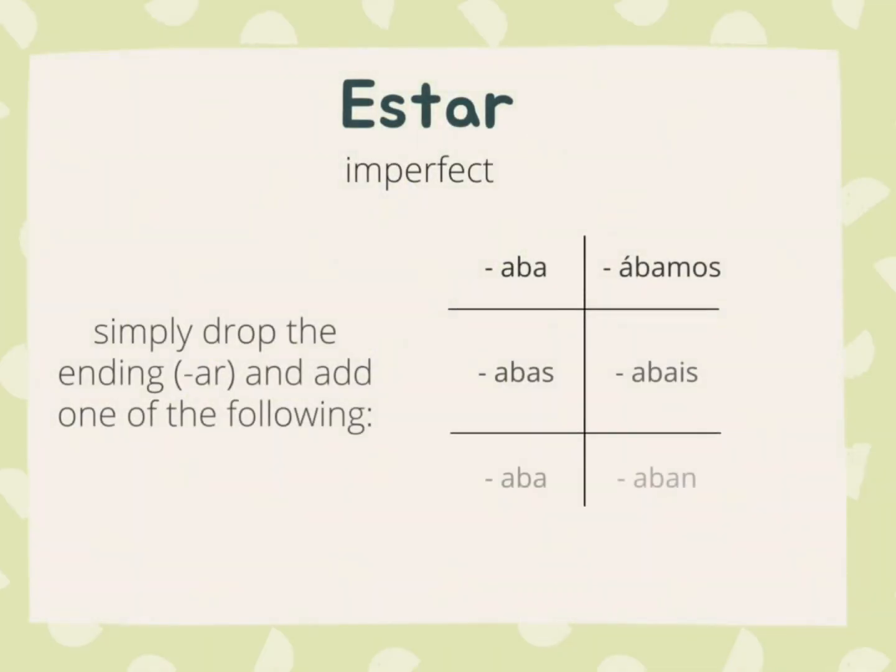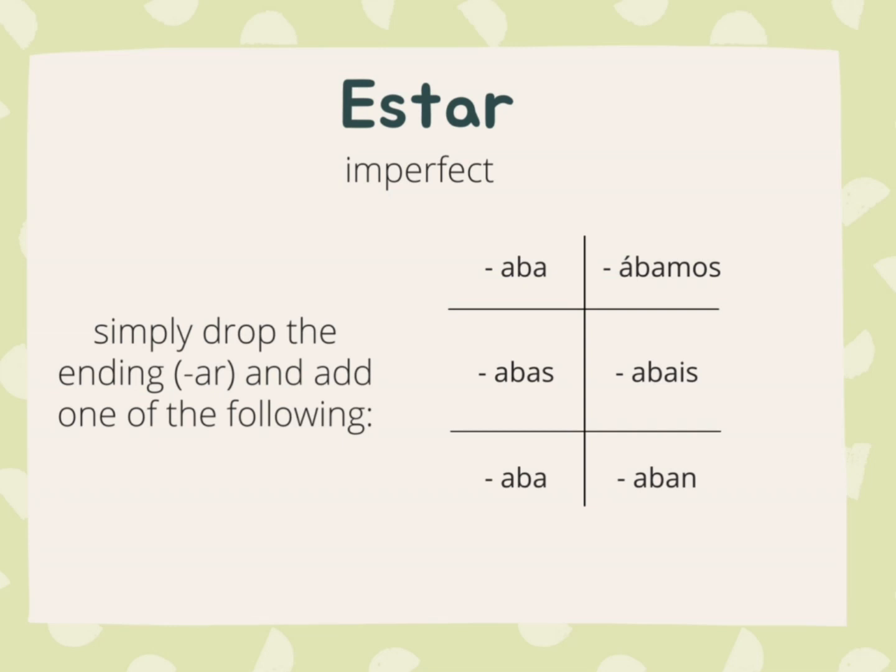Okay? So let's review really quick estar in the imperfect tense. We already know that estar means to be in Spanish. And there's 2 of those verbs. So if you haven't looked that up already, make sure that you do watch those videos. But here we have our endings for the estar verb in the imperfect tense. Remember, when you conjugate verbs, you want to simply drop the ending, in this case is the A and the R, and add one of the following endings. And these are going to be based on your subject, who's doing the action. You got it. That's why we have our grid.